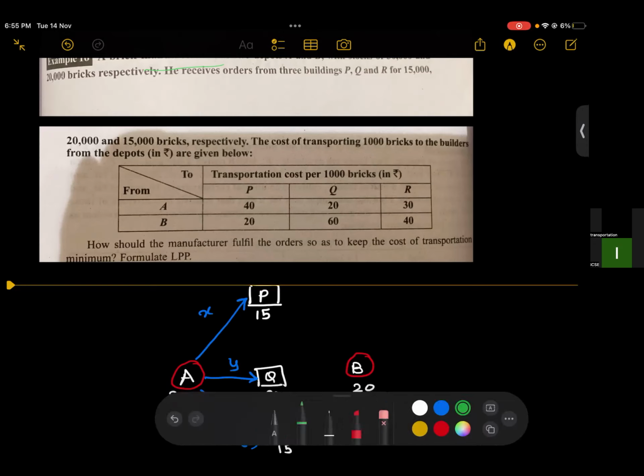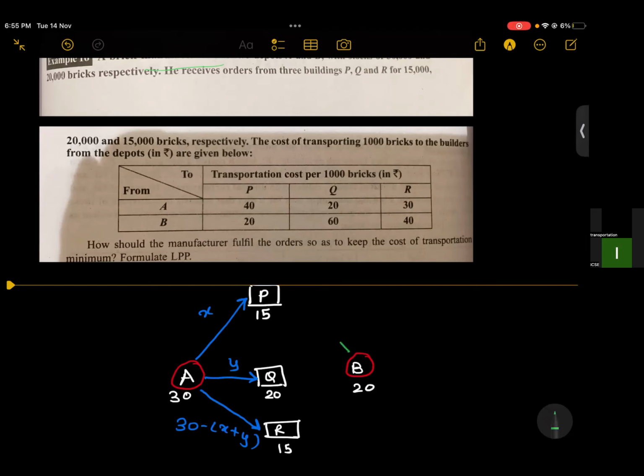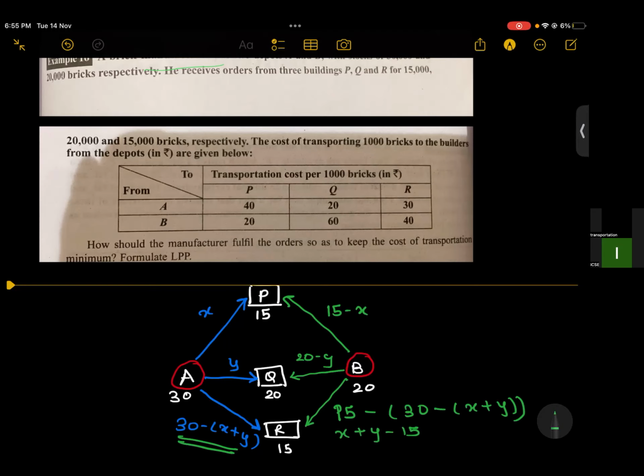Now, B. P requires 15 units in total. It has already received x units. So B will supply 15 minus x, which will satisfy the requirements of P. Q will get 20 minus y, which will satisfy the requirements of building Q. And R requires 15 units. That's going to be this total. So we're going to do 15, that is the requirement, minus what has already been supplied. On opening this equation, we'll get x plus y minus 15.